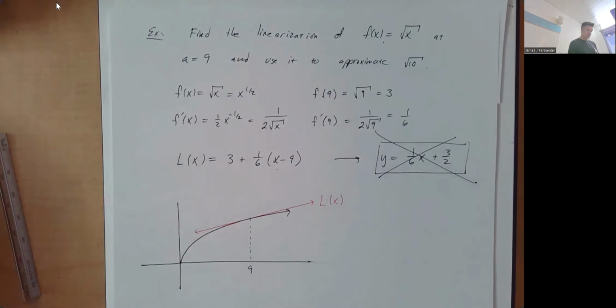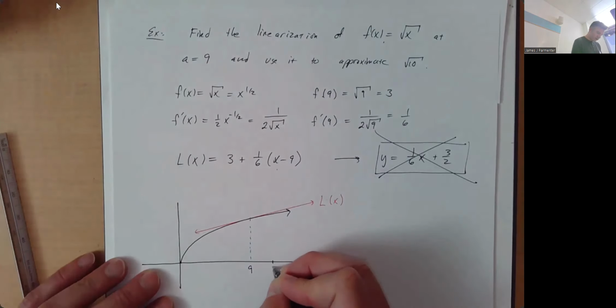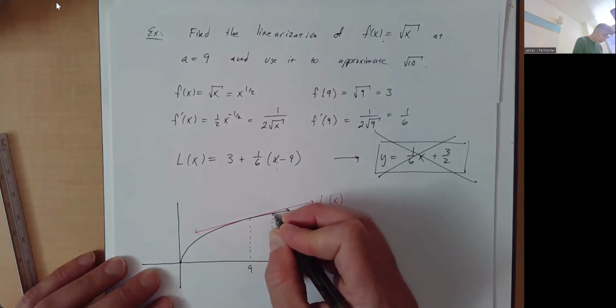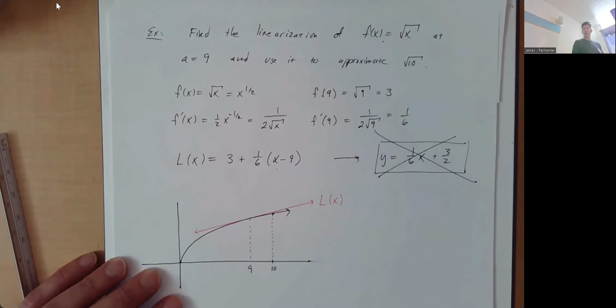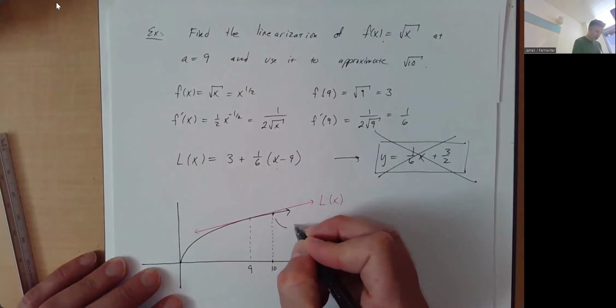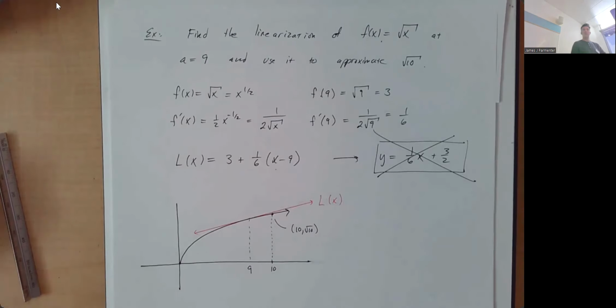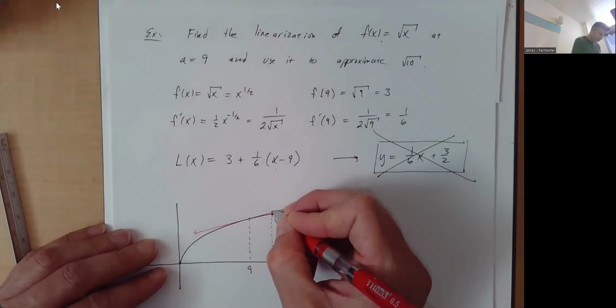Now what we're saying is, if I plug in x equal to 10, instead of finding the square root of 10, which would be the value on the function, I'm going to instead go just a little bit higher and see what I get on the line.